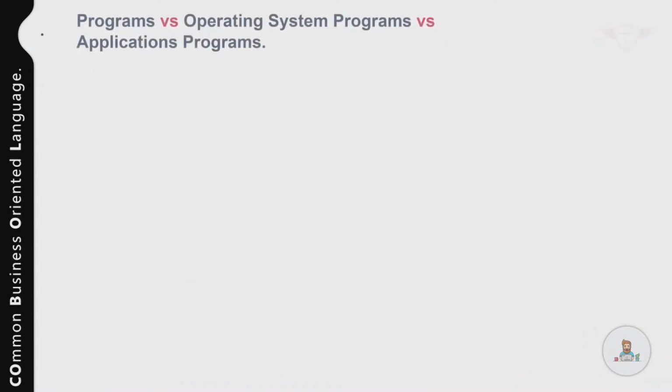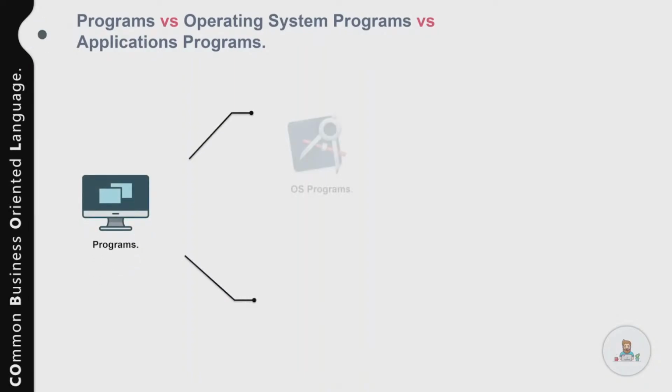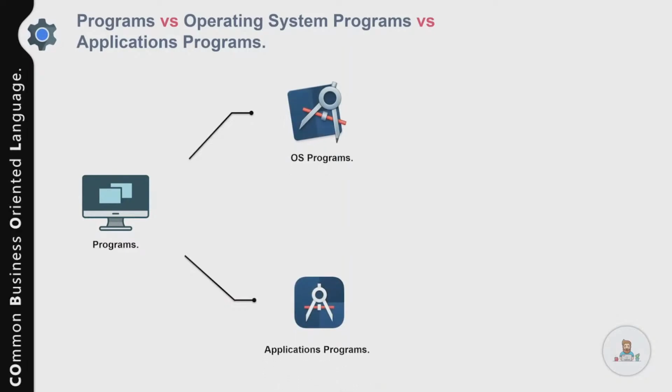Now in the next section, we'll try to understand the basic difference between three important terms. First one is program, second one is operating system program, and third one is application program, because we would be using these terms interchangeably throughout this course. So first one is program. A program is a set of instructions that enable a computer to process data, and you can use various high-level languages to write these programs. You can use either .NET, Java, or maybe C, C++, or probably COBOL. That is purely up to you, right?